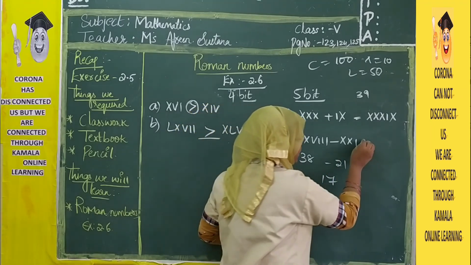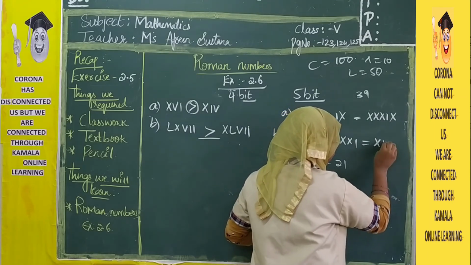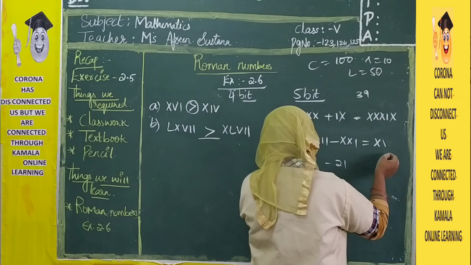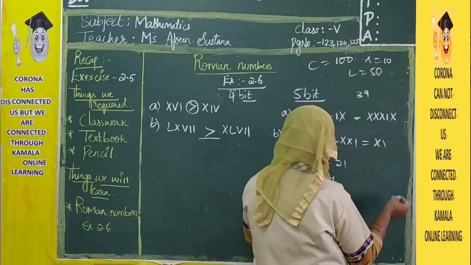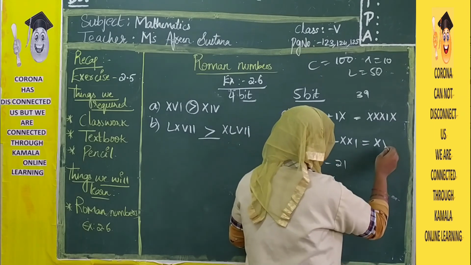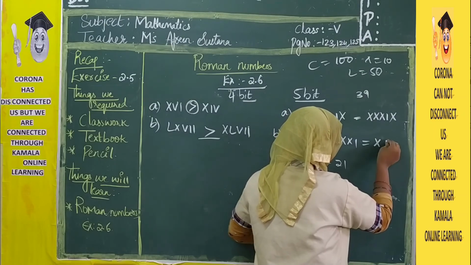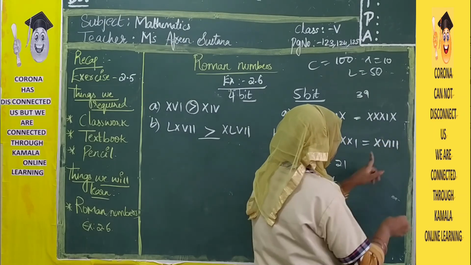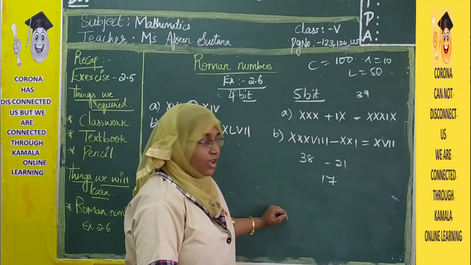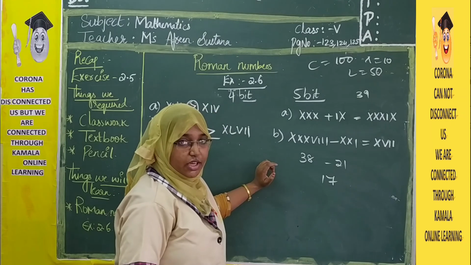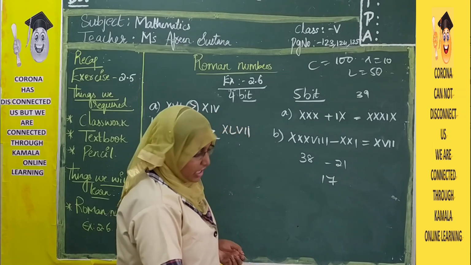17. Now how to write 17? X is 10. 10 plus 7 is 17. This is what A and B. The same way you complete the rest of the 4. C, D, E and F.